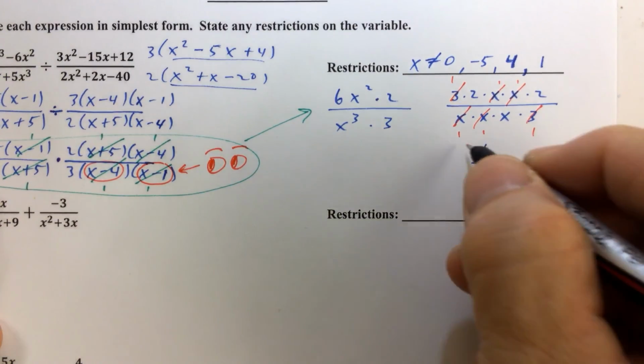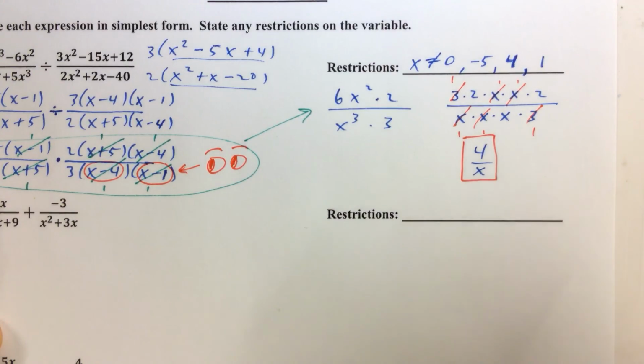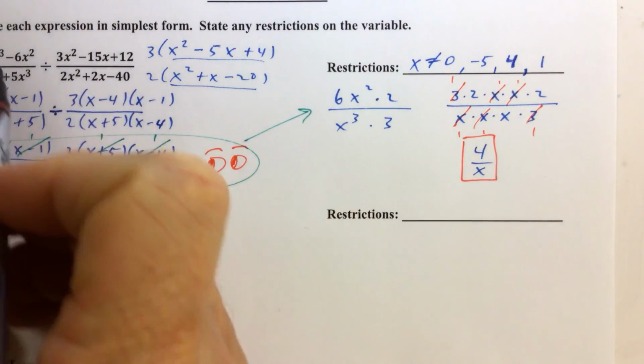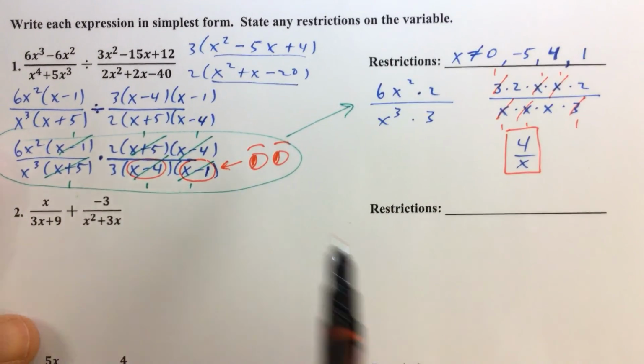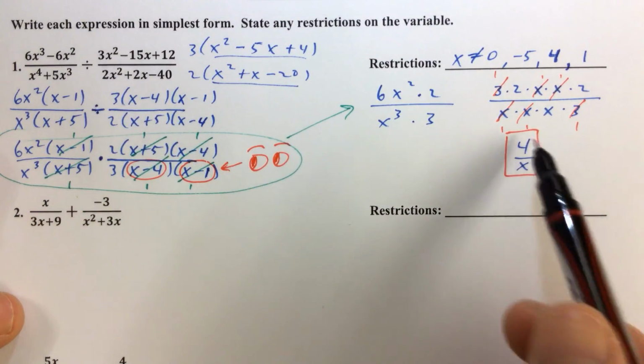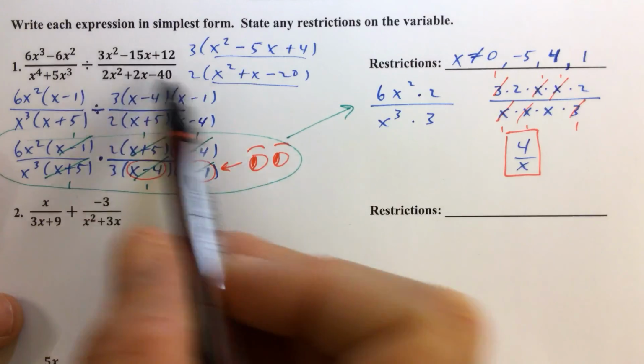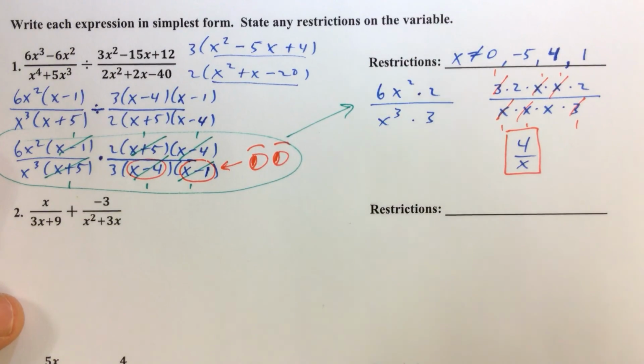And therefore, 4 over x is our simplified version of that entire division problem, 4 over x. It's amazing that all of that cancels down to 4 over x, but it does.